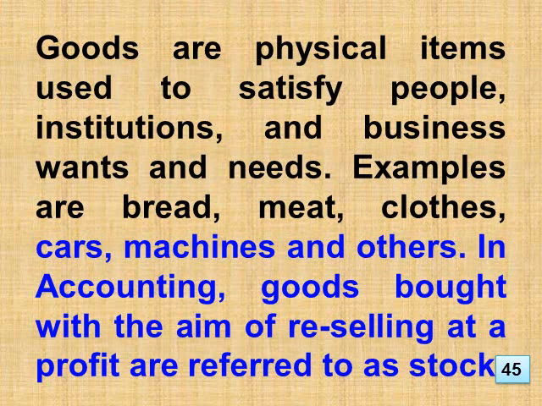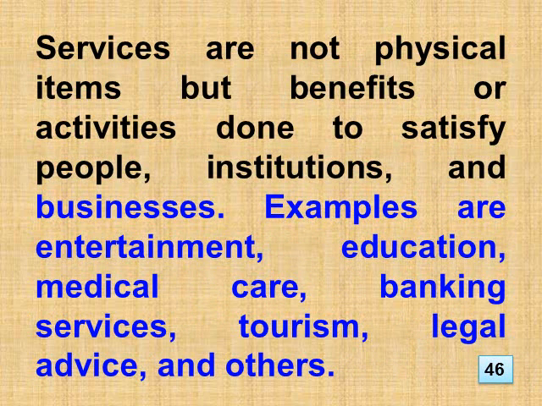Goods are physical items used to satisfy people, institutions, and business wants and needs. Examples are bread, meat, clothes, cars, machines, and others. In accounting, goods bought with the aim of reselling at a profit are referred to as stock. Services are not physical items but benefits or activities done to satisfy people, institutions, and businesses. Examples are entertainment, education, medical care, banking services, tourism, legal advice, and others.